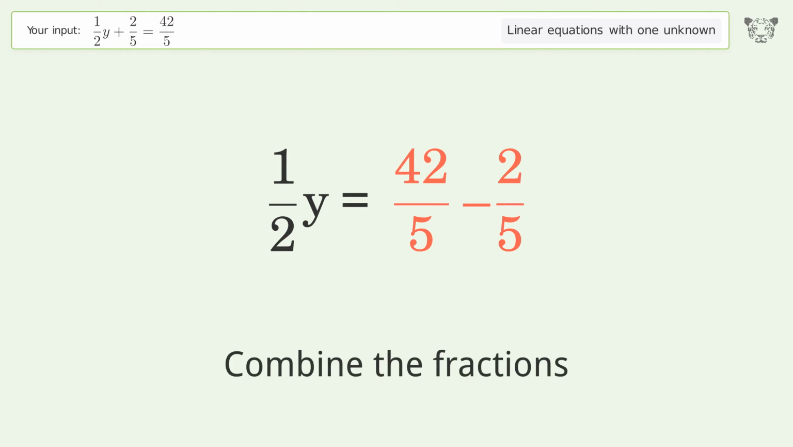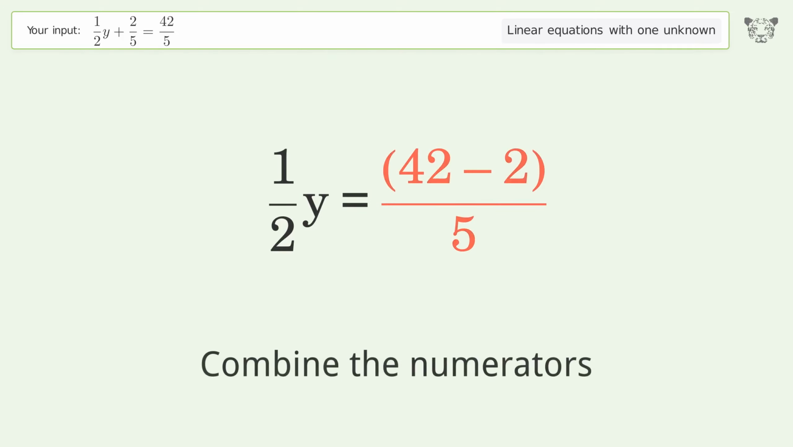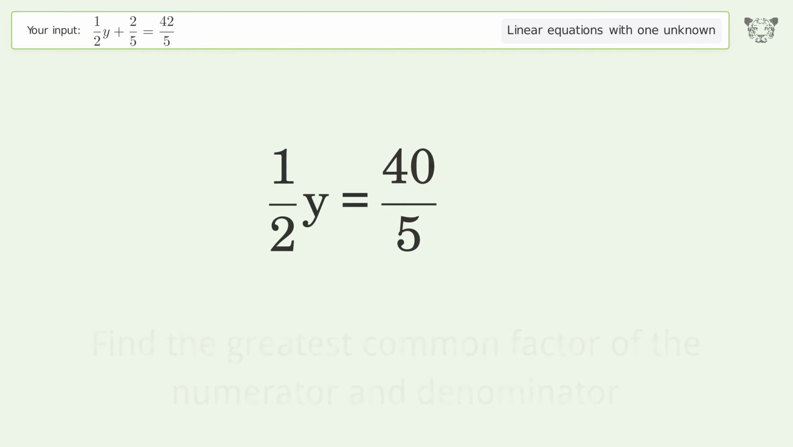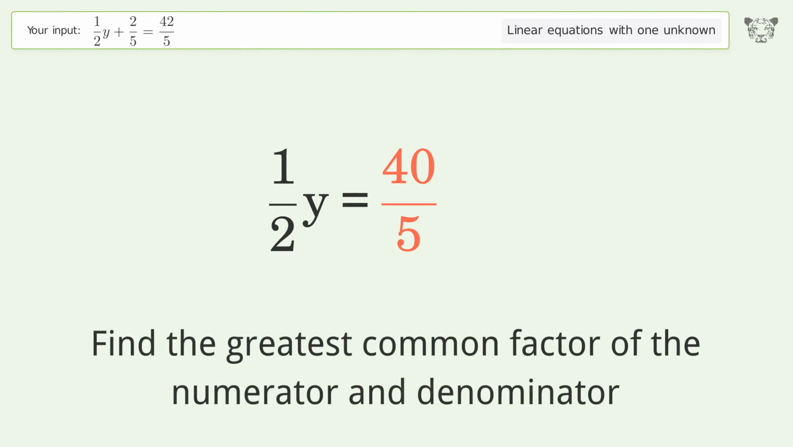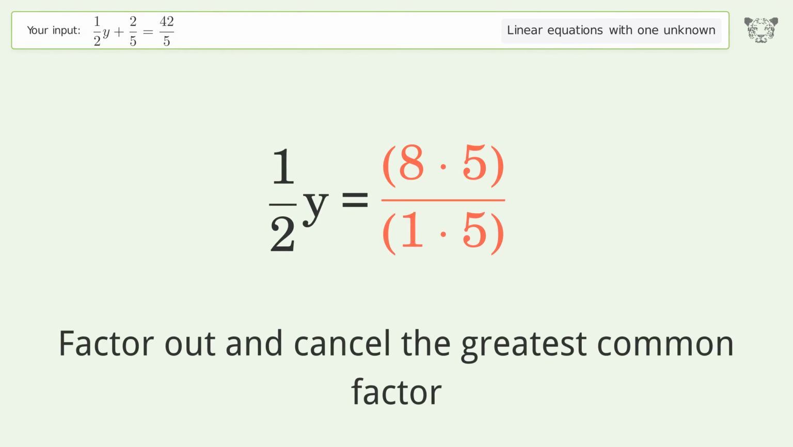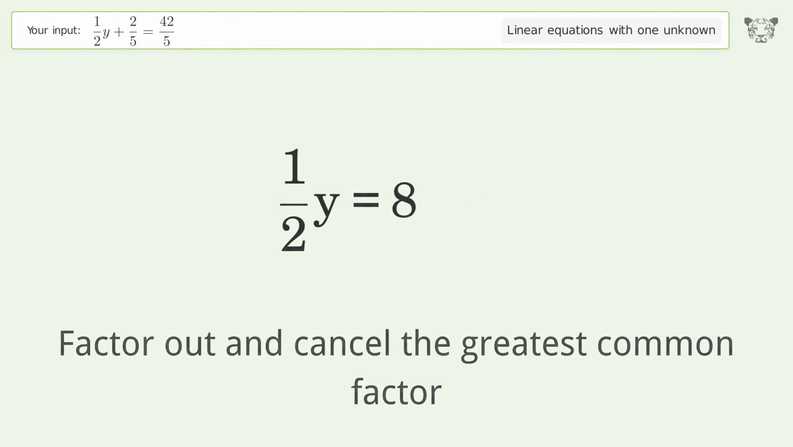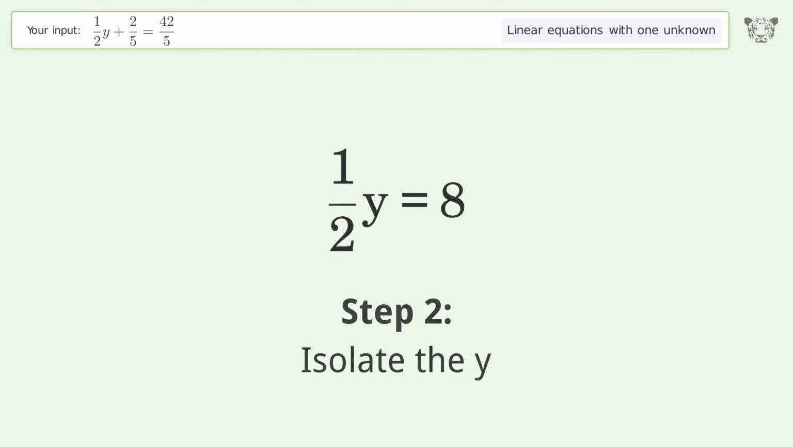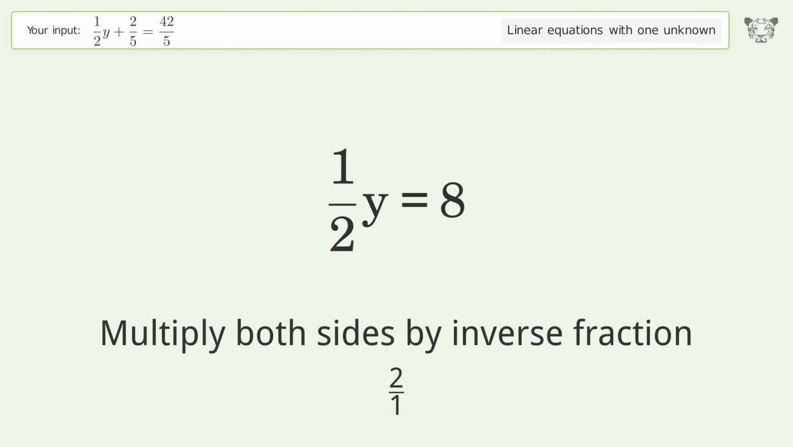Combine the fractions. Combine the numerators. Find the greatest common factor of the numerator and denominator. Factor out and cancel the greatest common factor. Isolate the y. Multiply both sides by inverse fraction 2/1.